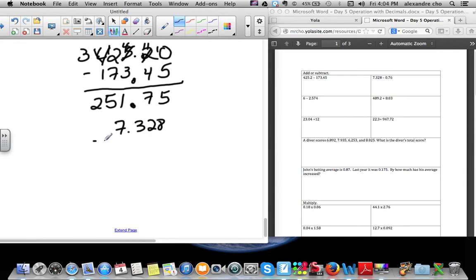Then 7.328 minus 0.76. Okay. Let's add the 0 here. 8 minus 0 is 8. We got to borrow from the 7, which becomes a 6. 13 becomes a 12, and 12, so 6, 5.6. 65.68. All right.